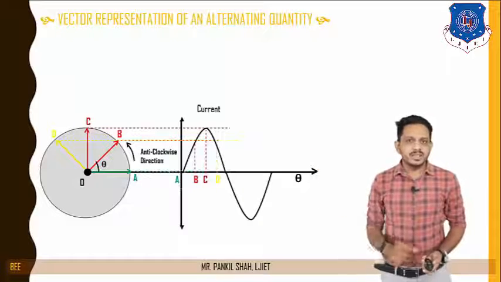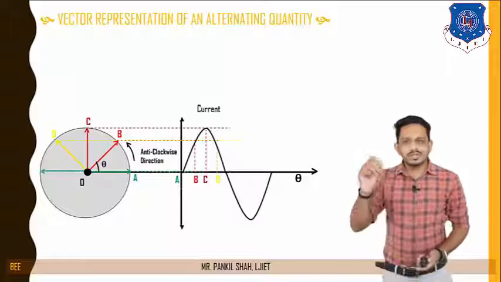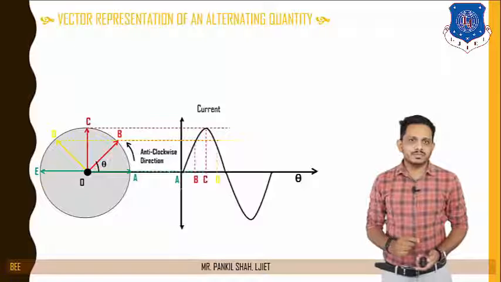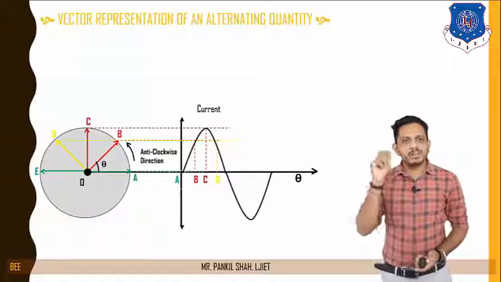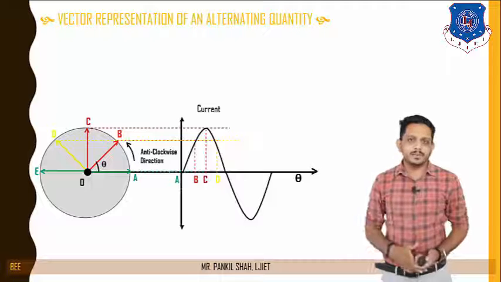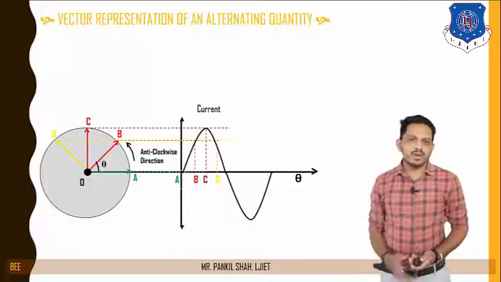Then you can see that this OD is nothing but the D point in your waveform. And this D point in your waveform is representing the OD vector, the vector's magnitude at D point. Now let's further move our vector in anti-clockwise direction.